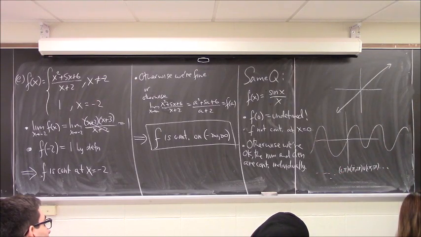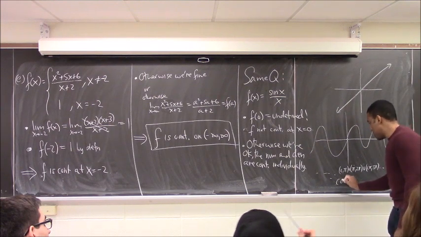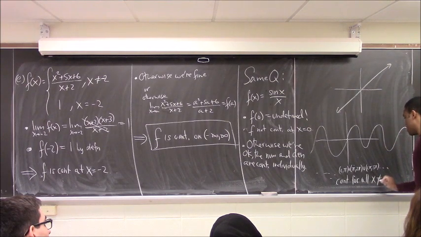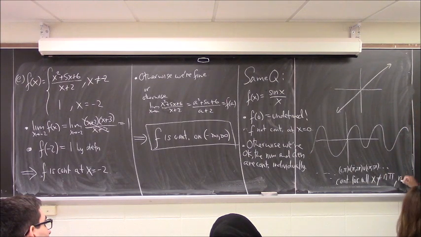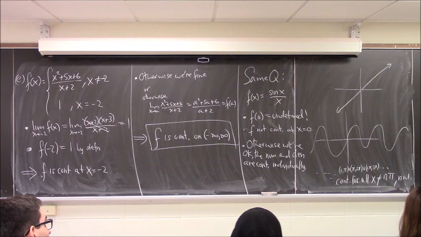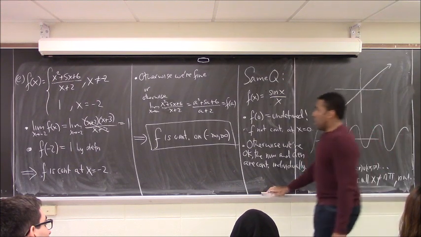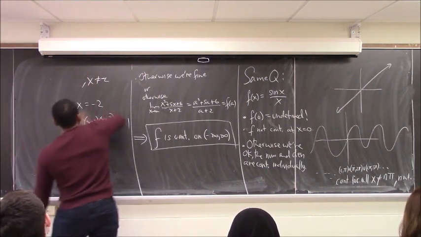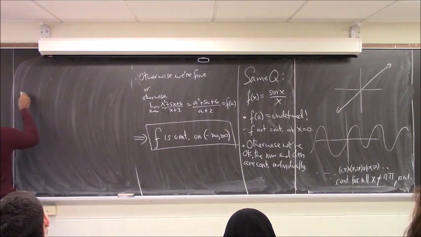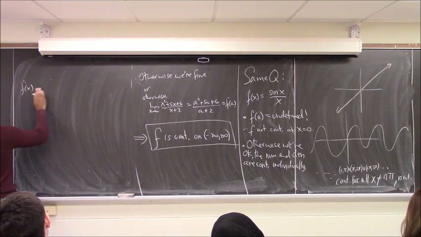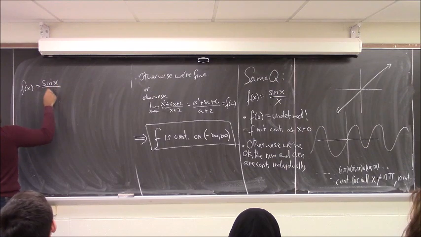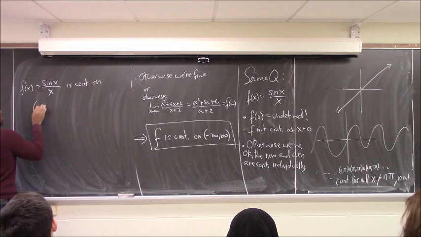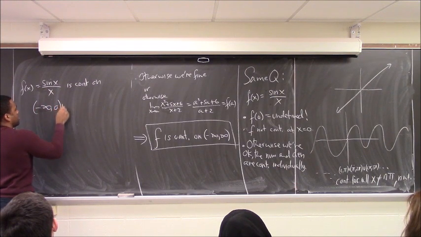How do you write that one? You can say something like continuous for all x not equal to n pi, where n is an integer. It's a nice way to write it in a sentence if you want. Okay, so this function is continuous everywhere except 0. So you can actually make that statement. f of x equals sine x over x is continuous as long as we're not at 0, we're fine.